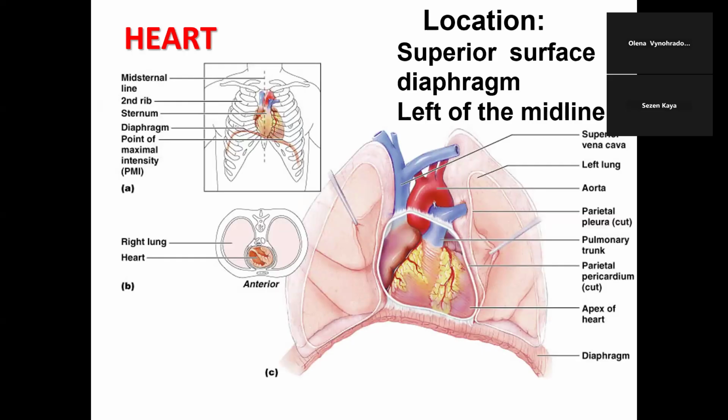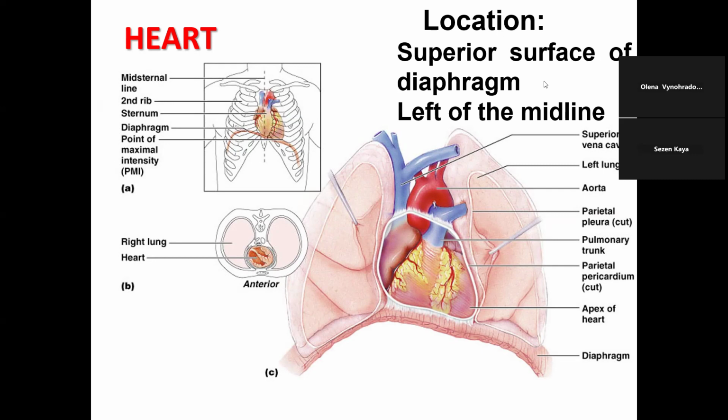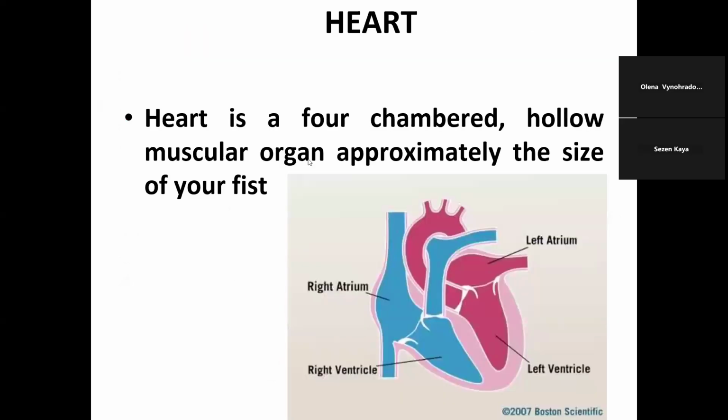Our heart is located on the superior surface of the diaphragm, left of the midline. Left of the midline. The heart is a four-chambered, hollow muscular organ, approximately the size of your fist. If you want to see exactly the size of your heart, you can look at your fist and you will see the shape and size of your heart. Plus minus, it's the same.